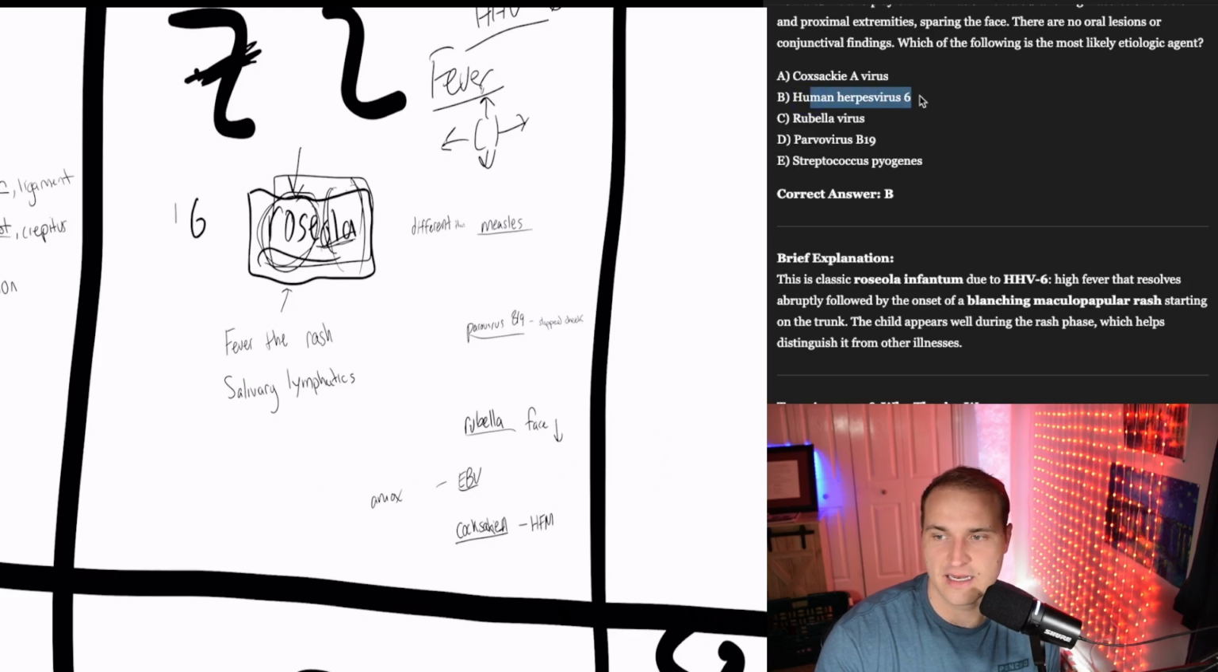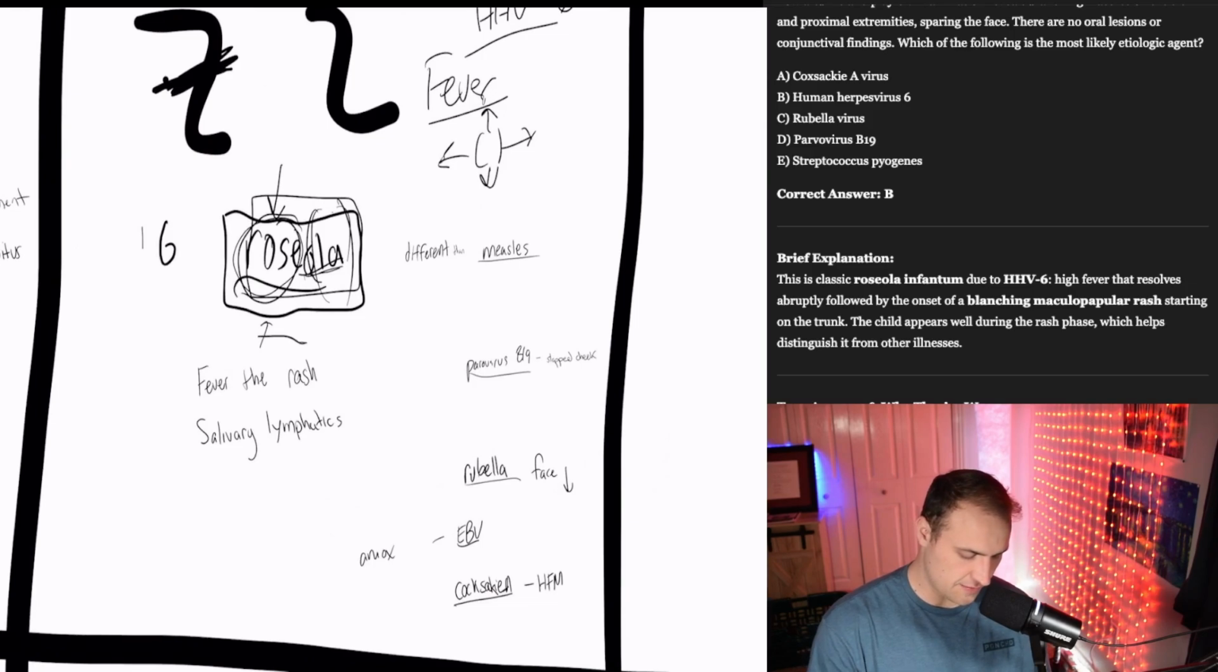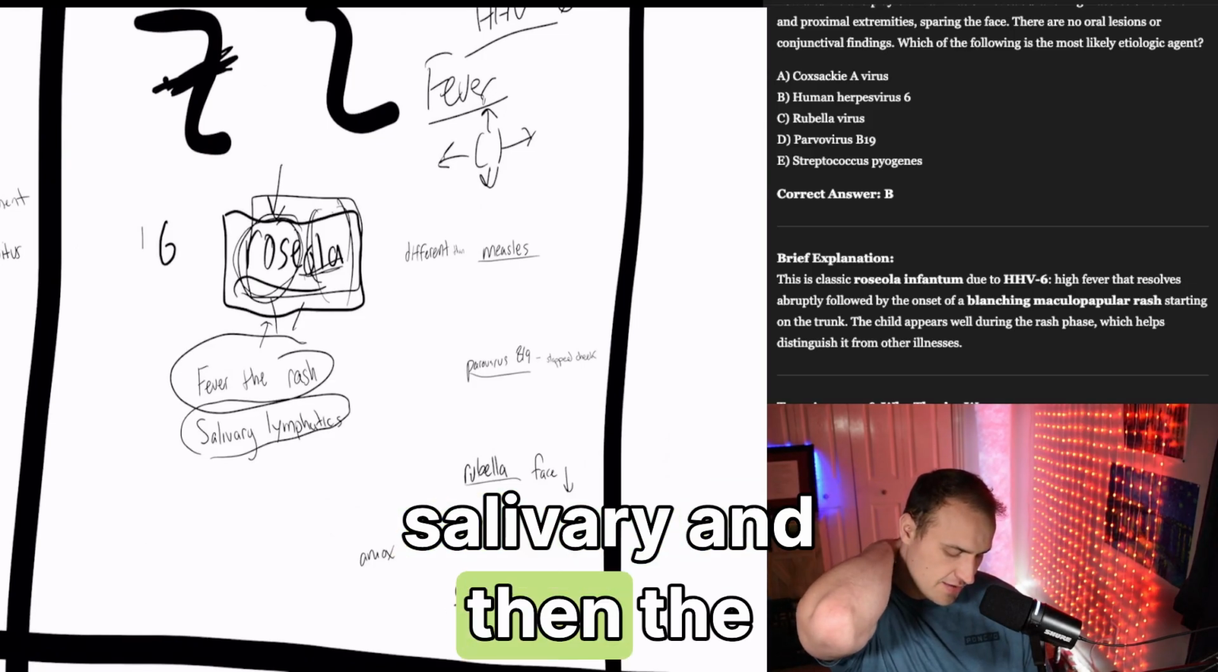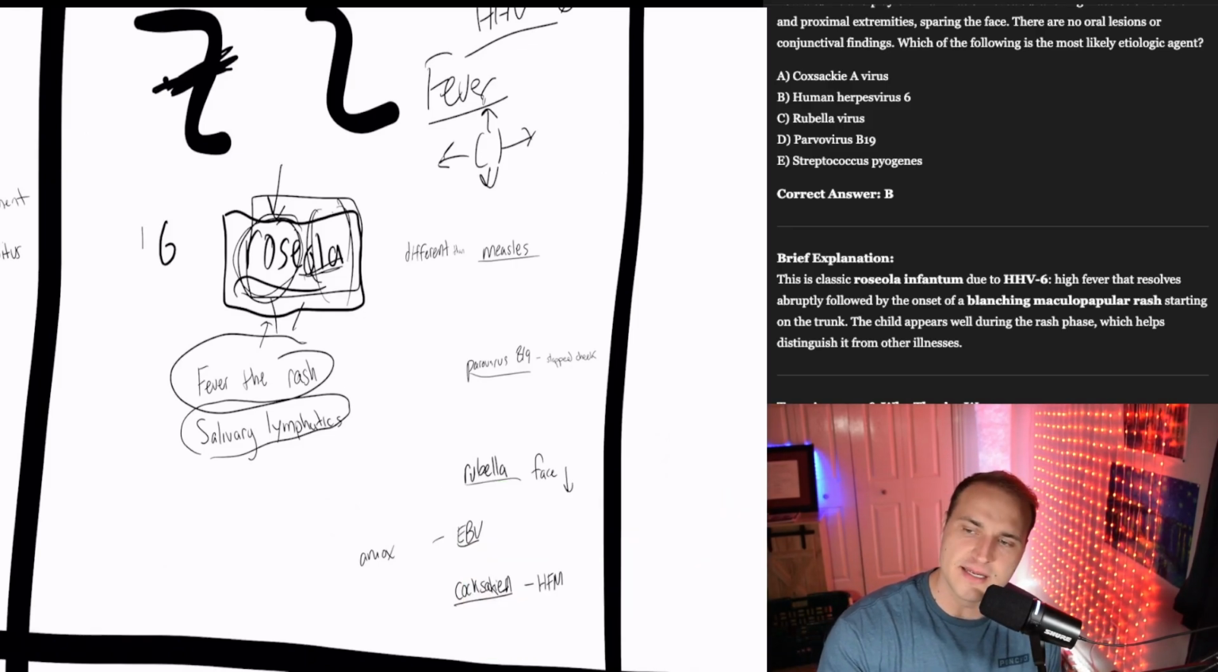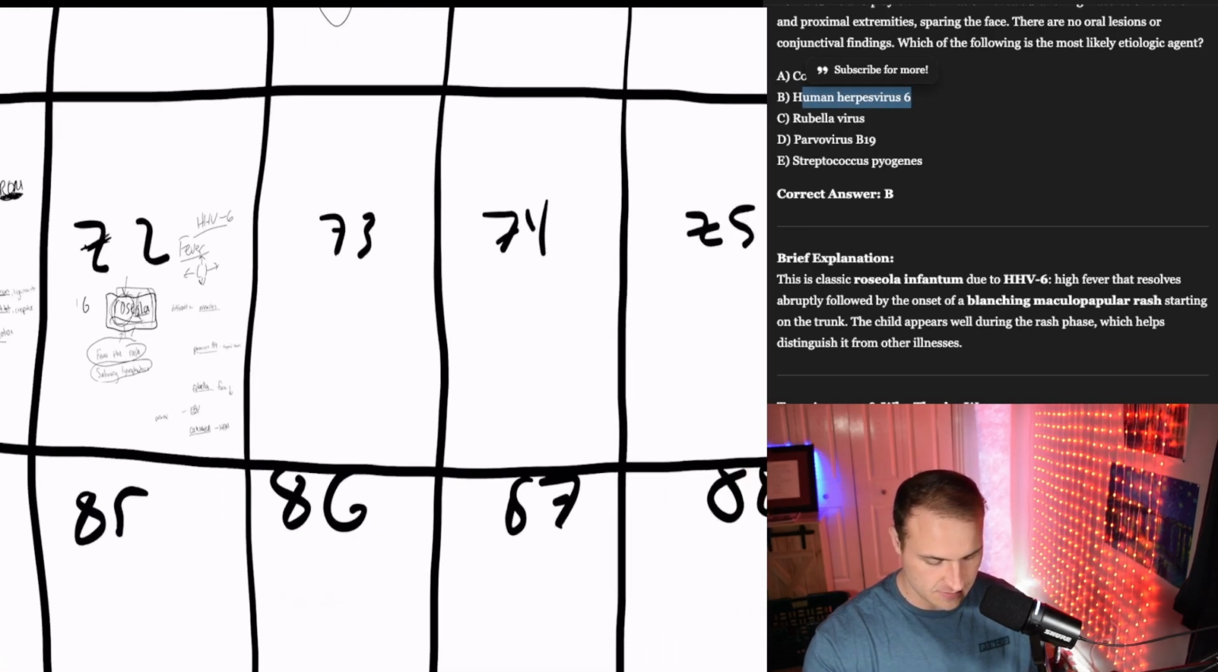Okay, Roseola, there it is. And you have to remember that's herpes virus 6. Okay, so try to make that as easy as possible, but it's the fever and then the rash, hola, then the rose, and it spreads to the salivary and then the lymphatic system. And you have to know the MMR vaccines are going to cover for your measles, but this is different. This is human herpes virus 6. Okay, so that's 72. Here's 73.